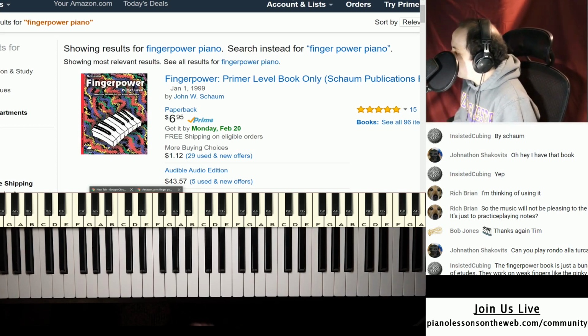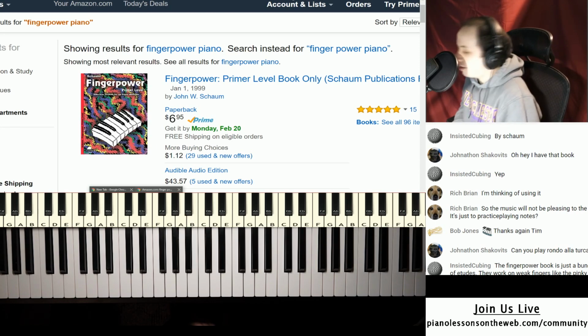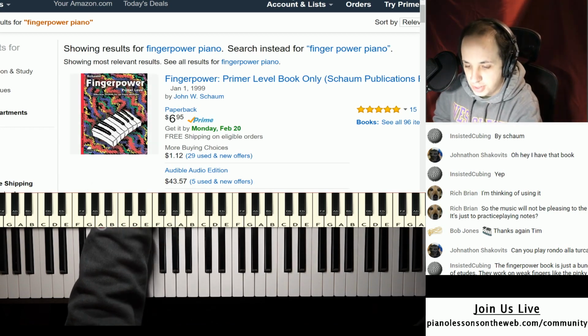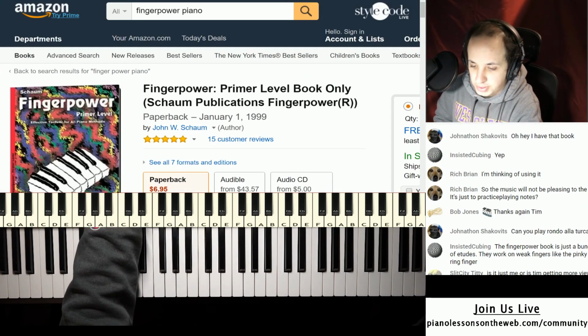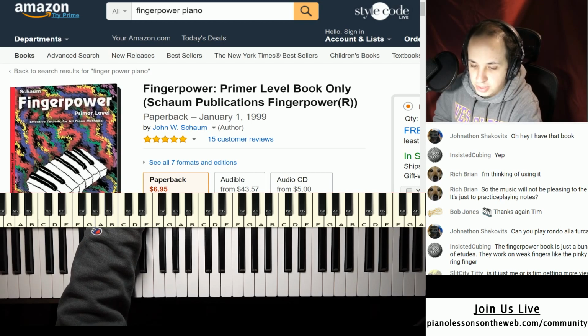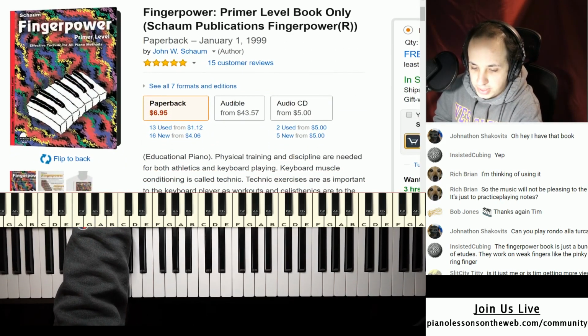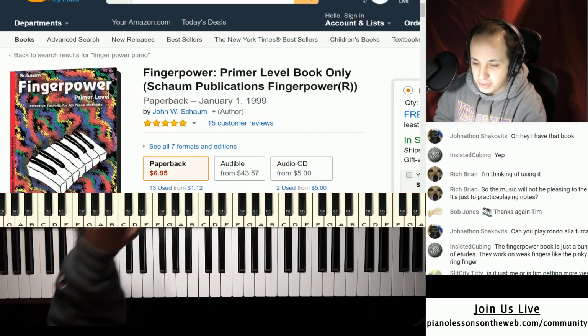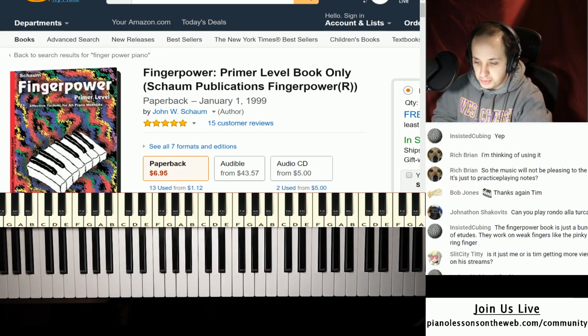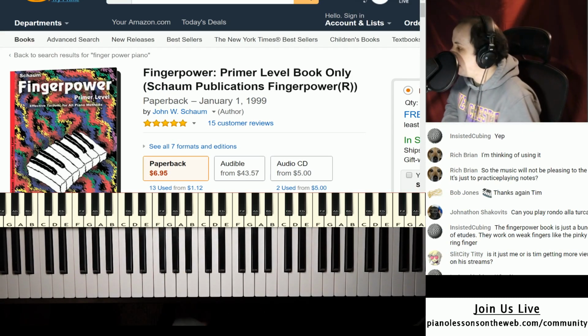The Finger Power book is just a bunch of etudes. They work on weak fingers like the pinky and ring finger. That's great. So, let's see. Will they let us... What? Oh, it doesn't have the preview. I love when they have the preview. So no preview for this one. But I'll have to check that one out. That's great.